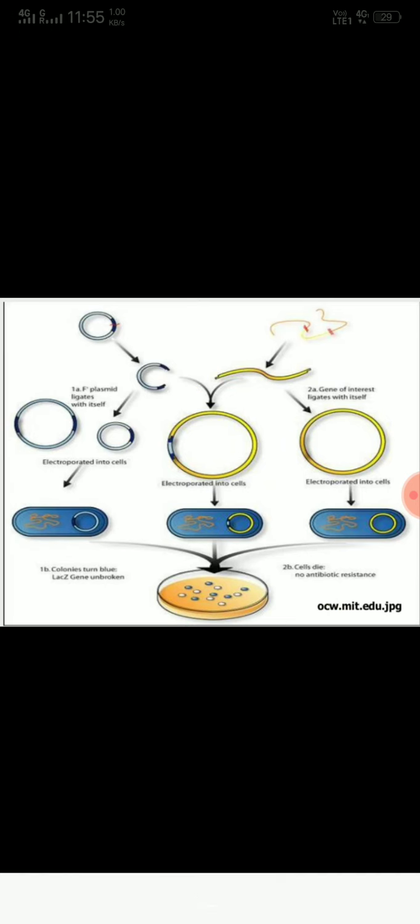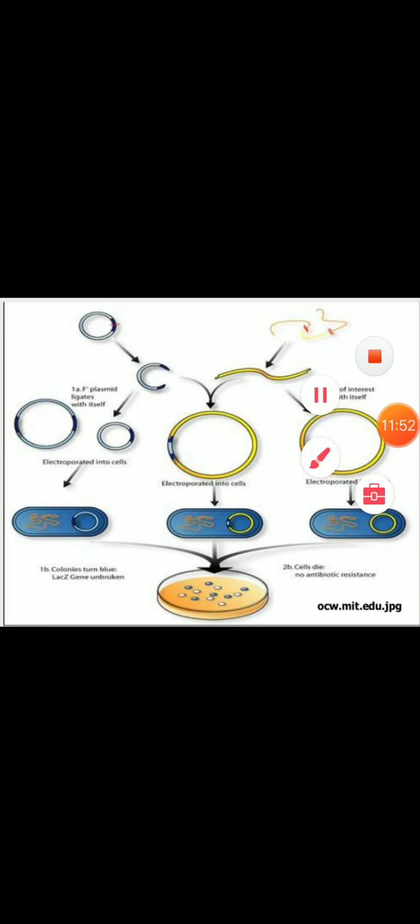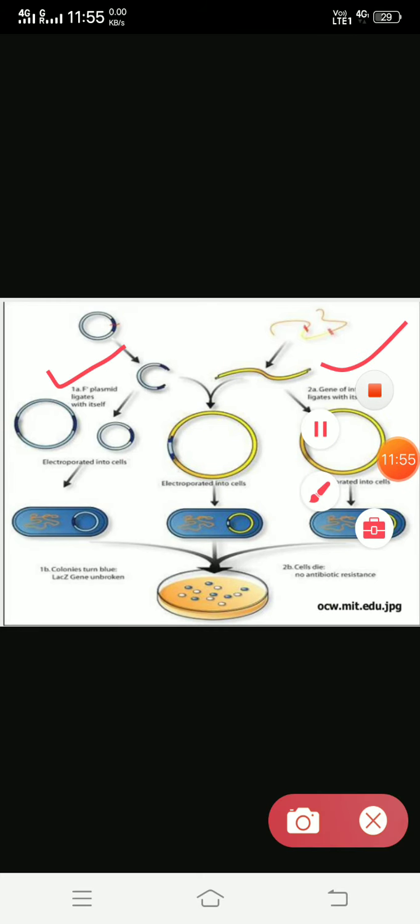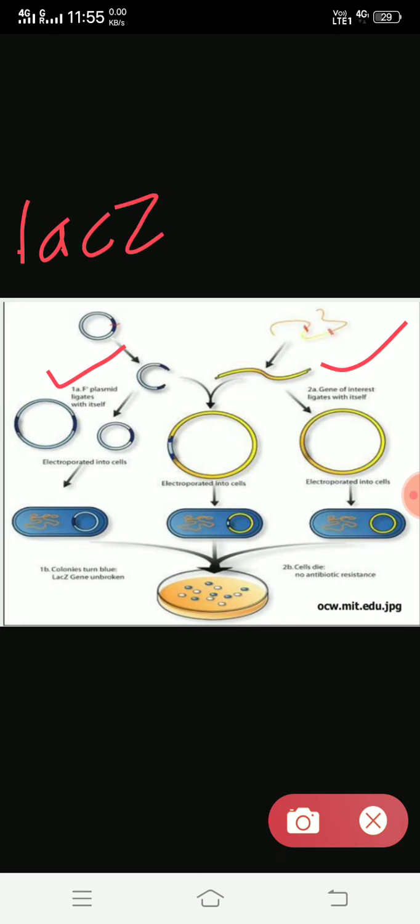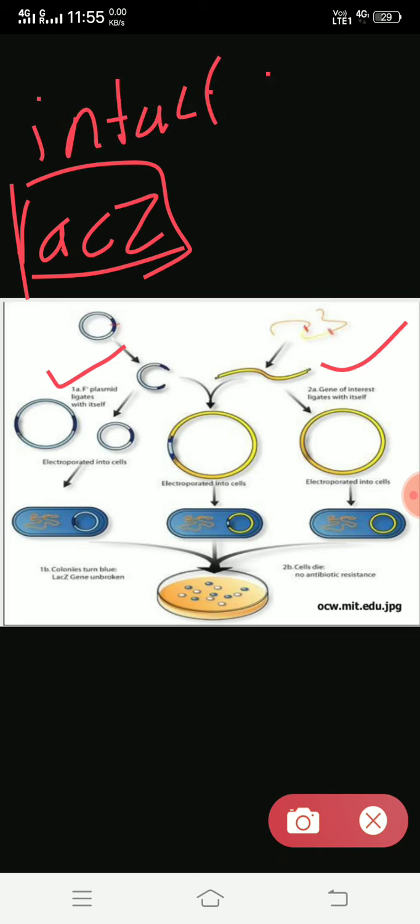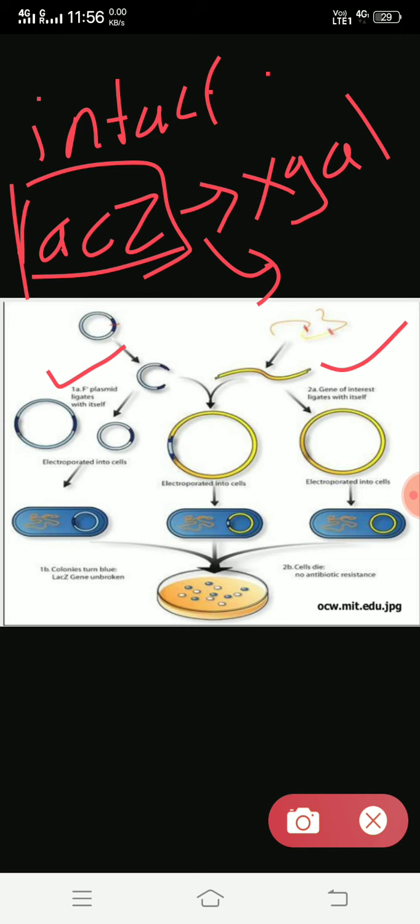In these two cases, what happened? There is no incorporation of the foreign DNA, so here the lacZ dash gene is complete, which means there is no disruption. In both cases the lacZ dash gene is intact, and because it is intact, it can degrade the X-gal which is provided by us in the medium, and it will give the blue color colonies.